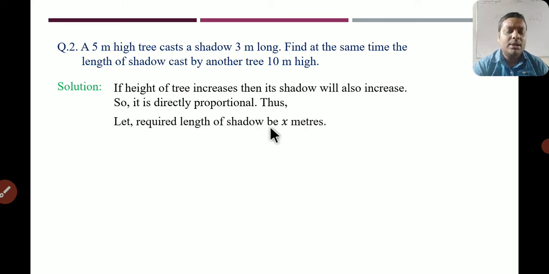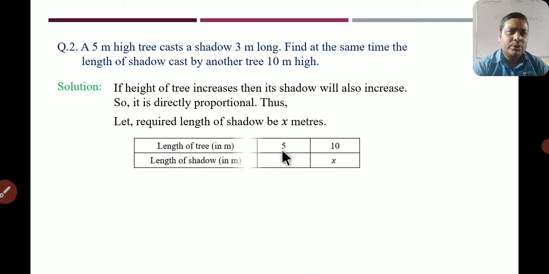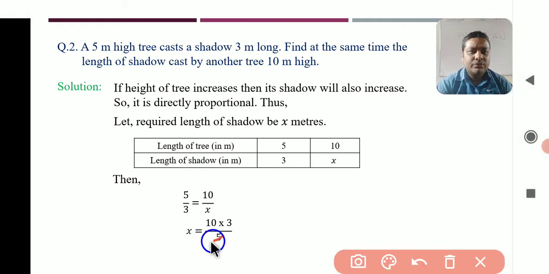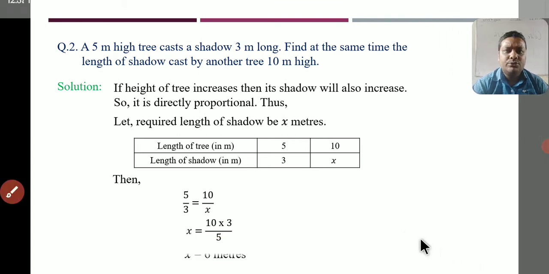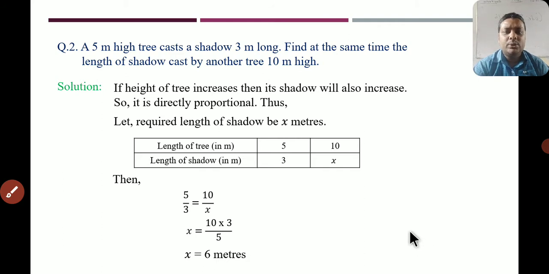So now let the required length of the shadow be x meters. Now we will draw a table. When the length of the tree is 5 meter, the length of the shadow is 3 meter. So when the length of the tree will be 10 meter, what will be its shadow length? Let's see. Since it is directly proportional, 5 by 3 is equal to 10 by x. It means x will come to that side, 5 and 3 will come to that side. So x is equal to 10 into 3 by 5. 5 ones are 5 and 5 twos are 10. So 2 into 3 is 6. It means 6 meter will be the length of the shadow if the length of the tree will be 10 meter.